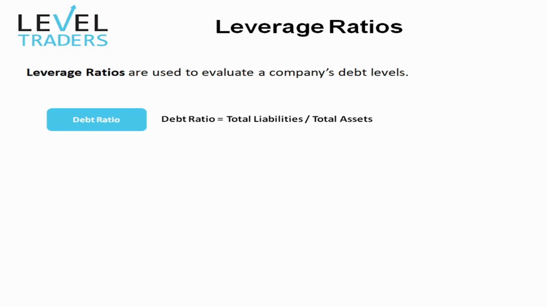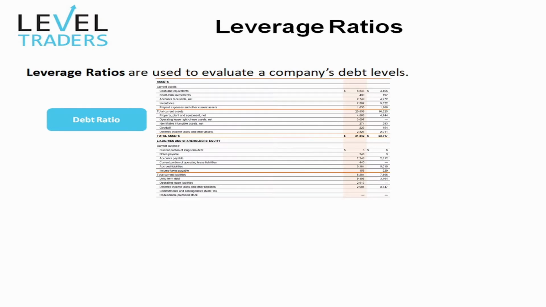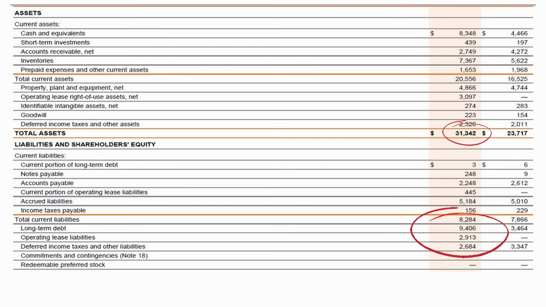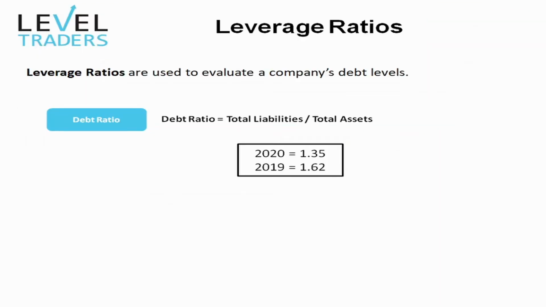If I use the numbers from Nike's 10K, these are the numbers we get. For 2020, it's 1.35, and for 2019, it's 1.62. So what that suggests is the debt levels have either gone down or the assets have gone up, more likely to cover the liabilities, hence why the number's gone down.